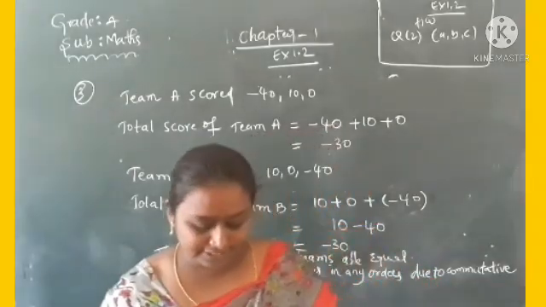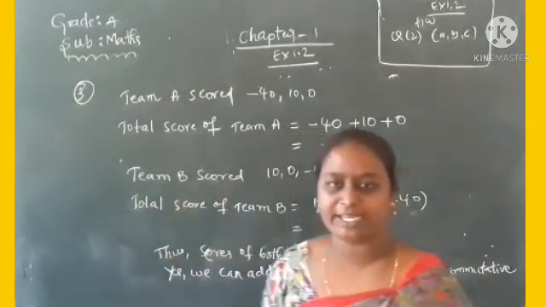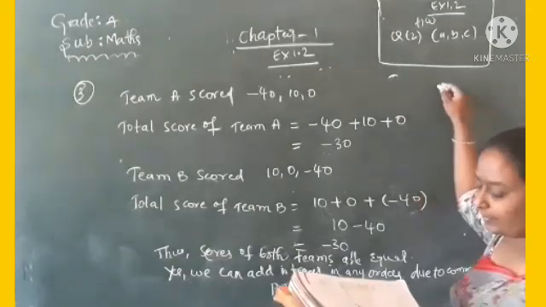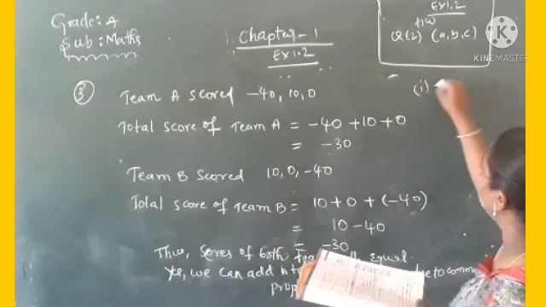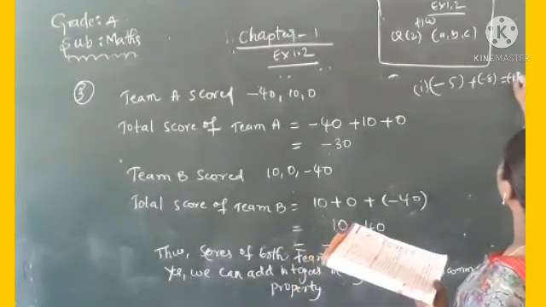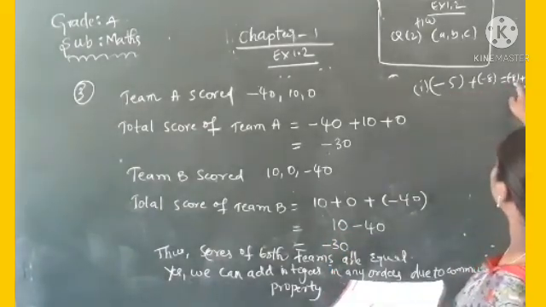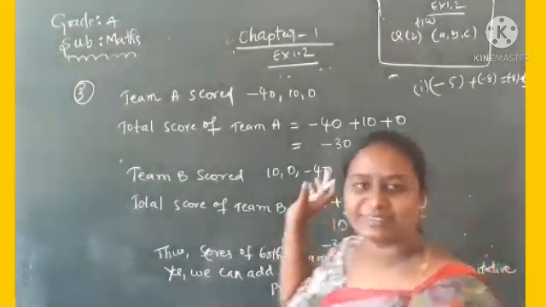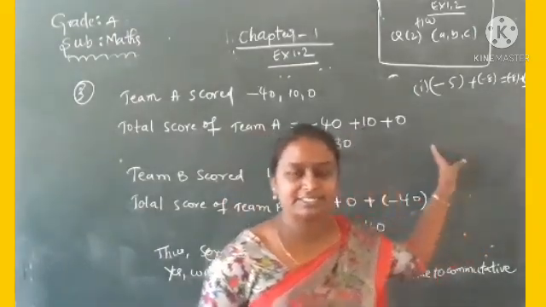Okay, fourth one, fill in the blanks to make the following statements true. Already you learned the properties of addition and subtraction of integers. Let us see one example. Minus 5 plus minus 8 is equal to minus 8 plus minus 5. Which property is it? Very good, the commutative property. a plus b is equal to b plus a, that is the commutative property.